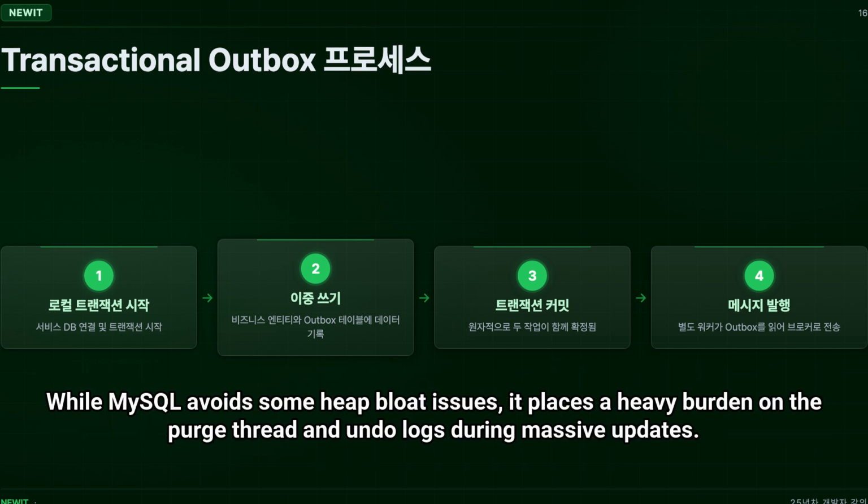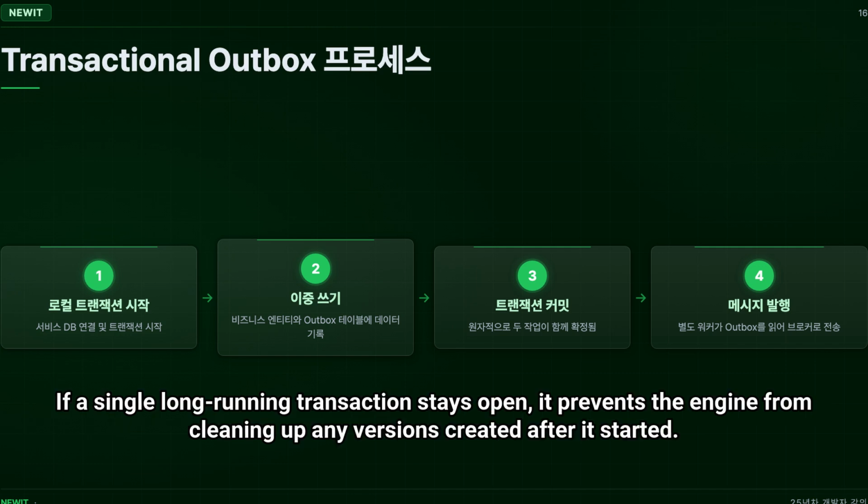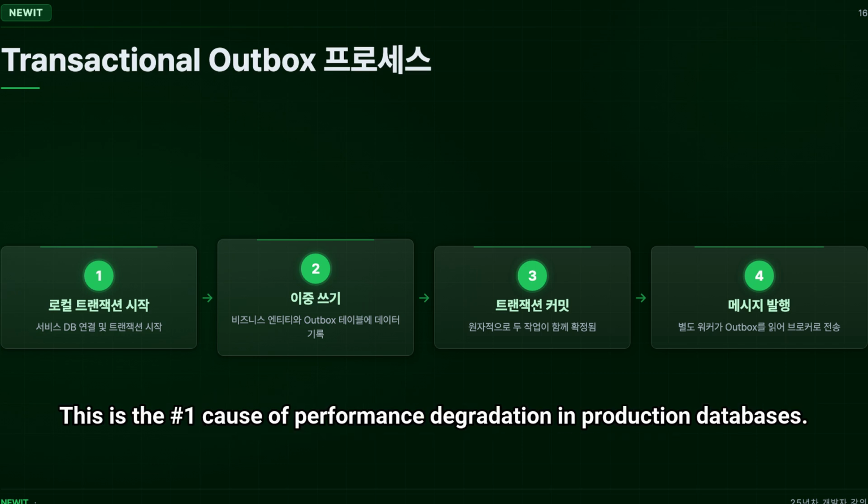While MySQL avoids some heap bloat issues, it places a heavy burden on the purge thread and undo logs during massive updates. Both engines face the same ultimate reality: you cannot keep versions forever. If a single long-running transaction stays open, it prevents the engine from cleaning up any versions created after it started. This is the number one cause of performance degradation in production databases.